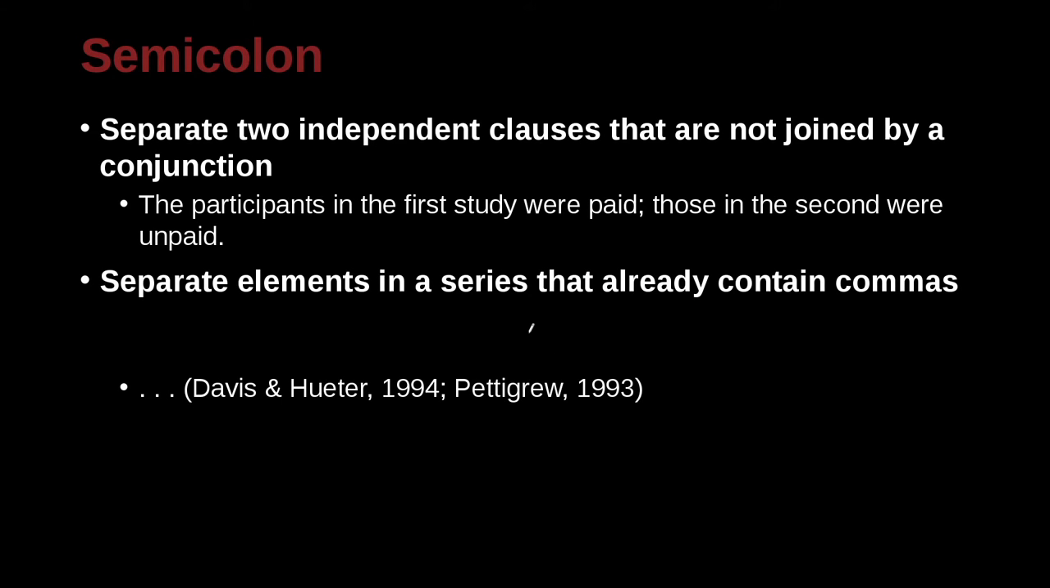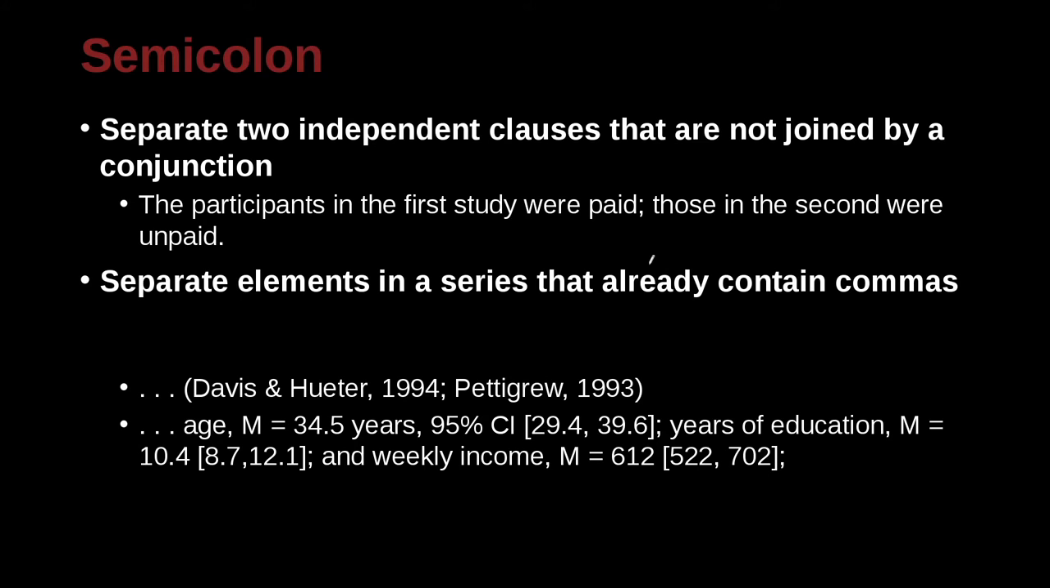Here's an example also, Davis and Hutter, comma, and then semicolon, and then comma here. So this is an APA reference, and again, the MLA we're going to study a little bit later, a little bit different. But anyway, here is one reference, and here's another reference or a citation, and you separate them with the semicolon. No space before, one space after.